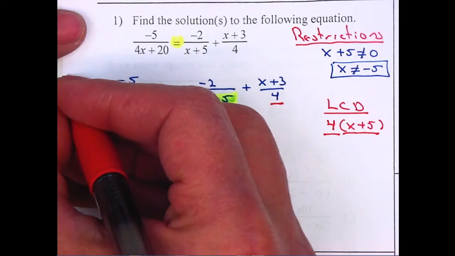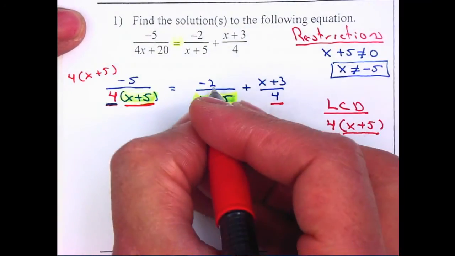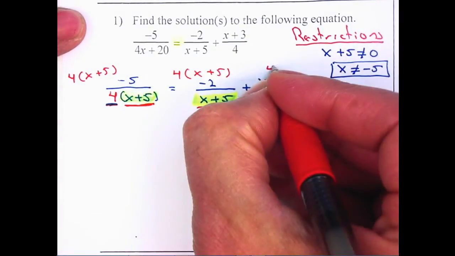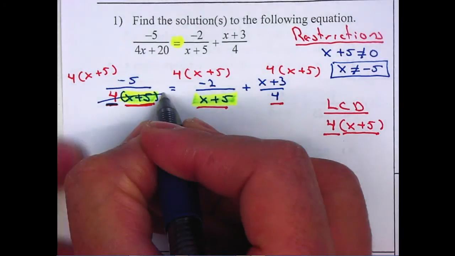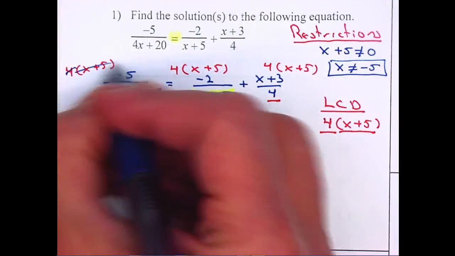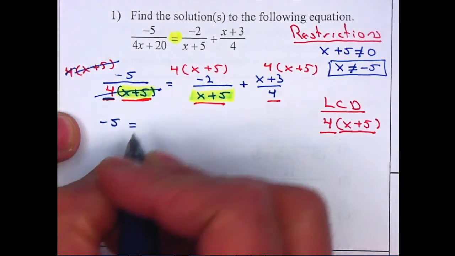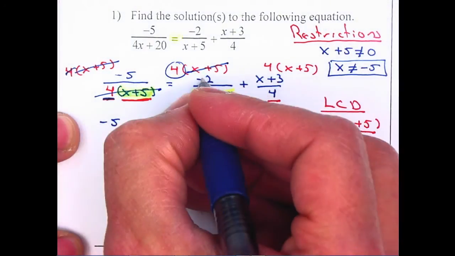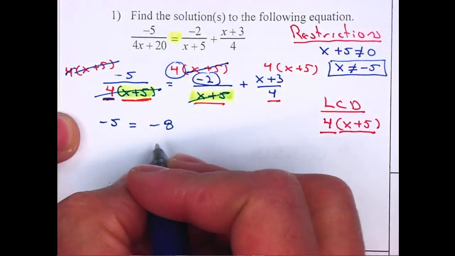I'm going to multiply each fraction by 4 times x plus 5. I'm not going to multiply the numerator. 4 times x plus 5 and 4 times x plus 5. On the first one, they both cancel. The 4 cancels and the x plus 5 cancels. Therefore, I just have a negative 5. On the next one, the x plus 5 cancels. Therefore, I have a 4 times negative 2, which will give me negative 8. Don't forget your equal sign.